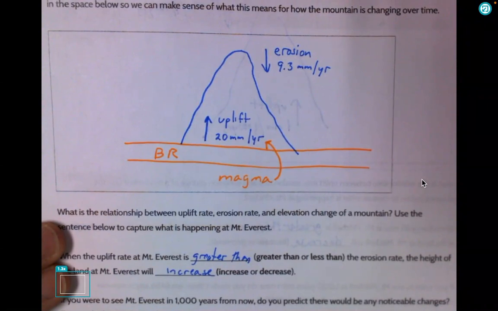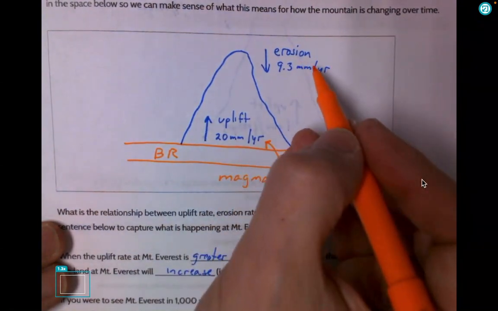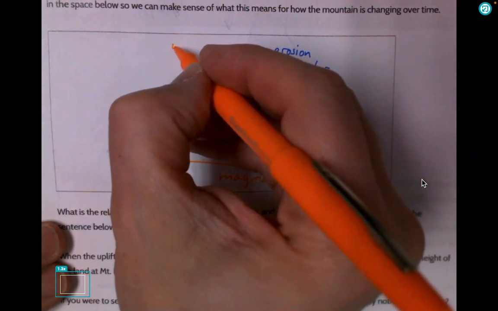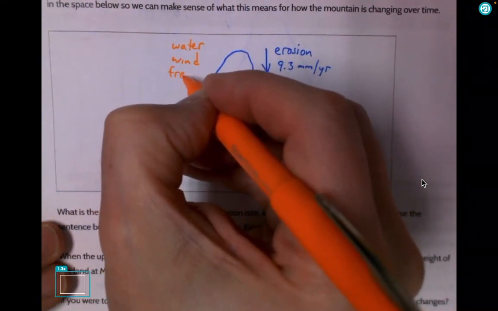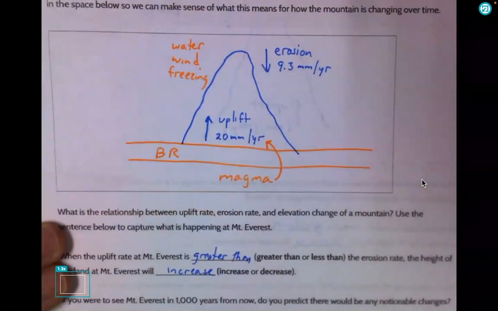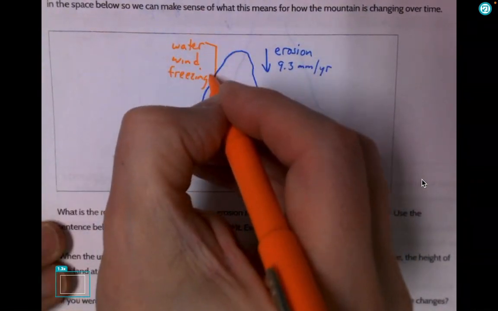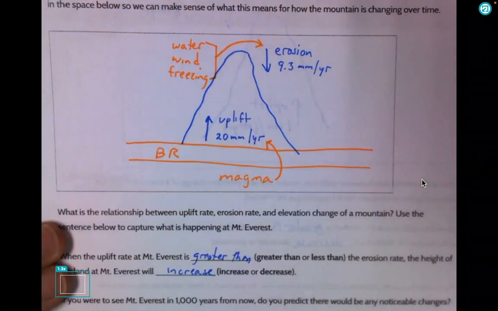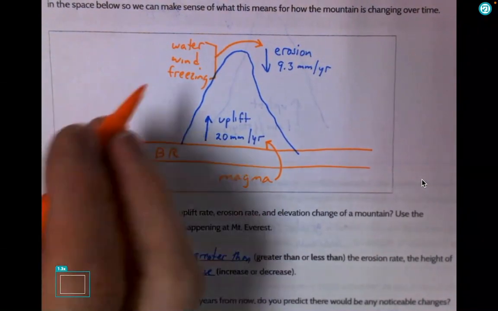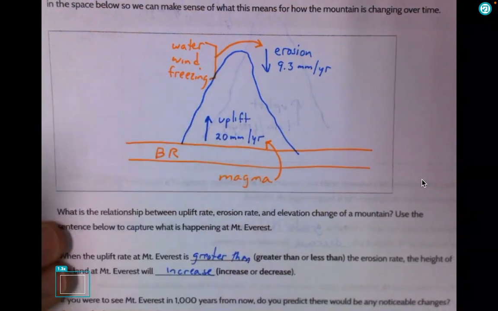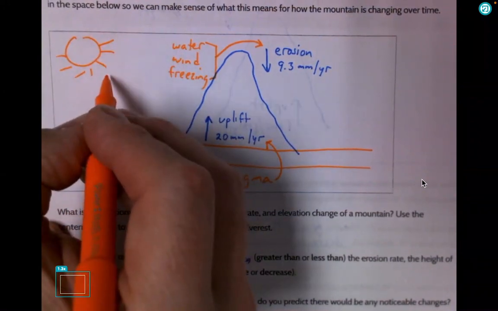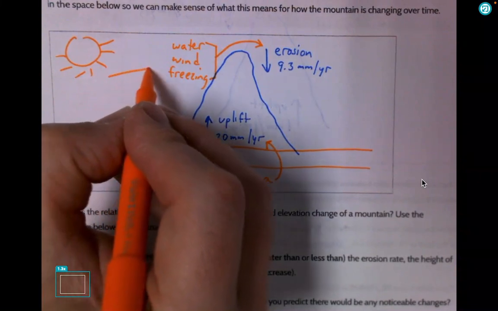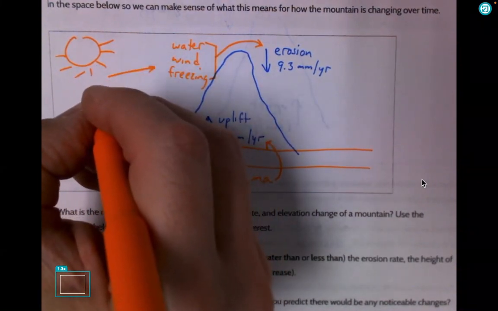So the magma causes the uplift, and we were trying to figure out what causes erosion, and we said it has to do with water and wind and ice forming and cracking the rocks. So these cause the erosion. But we wanted to go one step back. What causes water and wind and freezing? Those are all about weather. And the thing that causes the weather is the sun. So the sun causes the weather here.